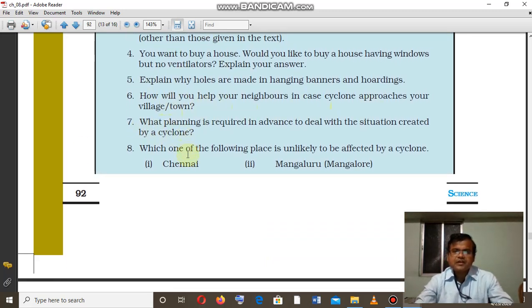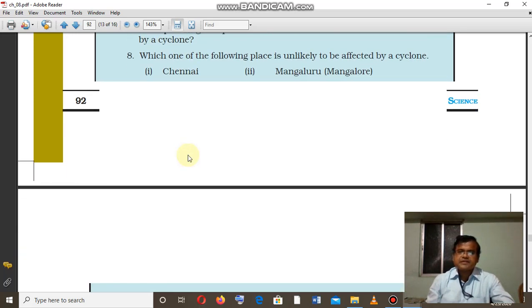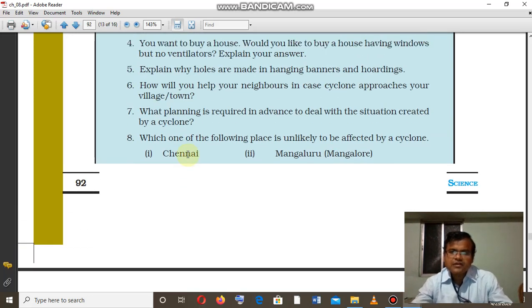Question number 7. What planning is required in advance to deal with the situation created by a cyclone? To deal with a cyclone, it is important to follow these points. Carefully listen to the warnings transmitted on TV and radio, move to safer places, store food in waterproof bags, do not move towards the sea, and keep all emergency numbers of police, hospital, etc.